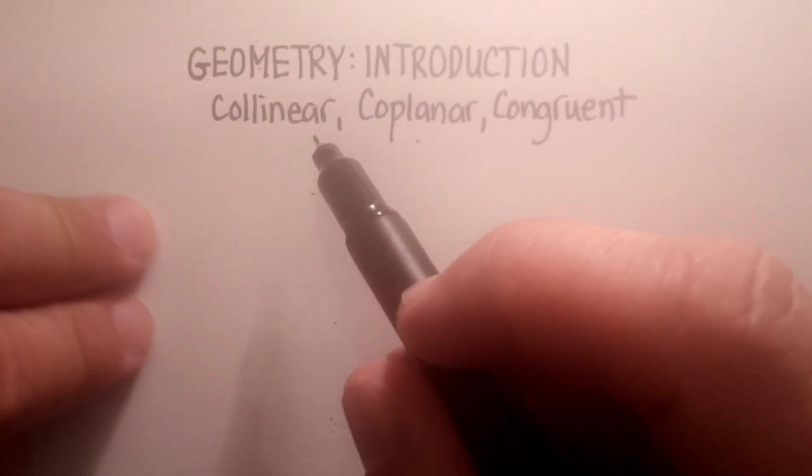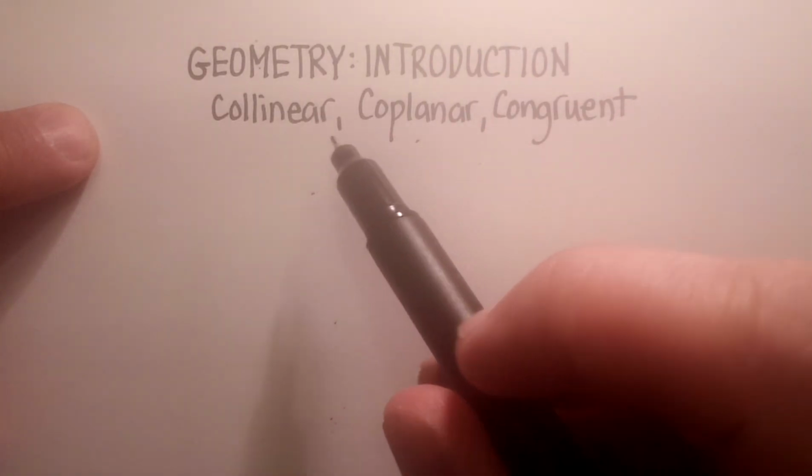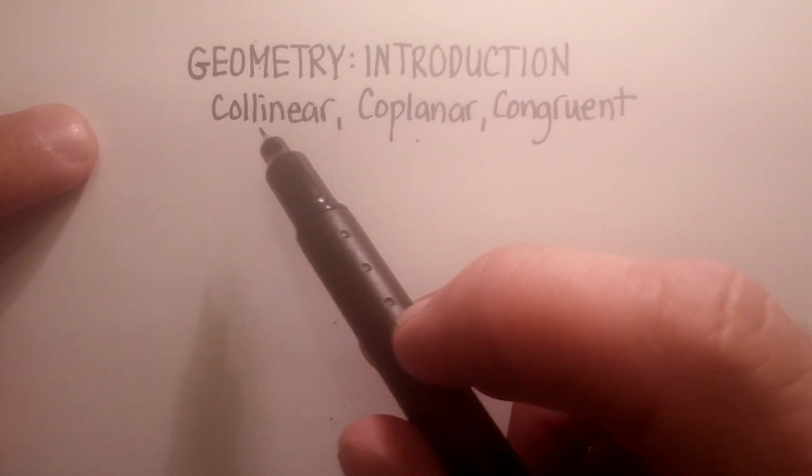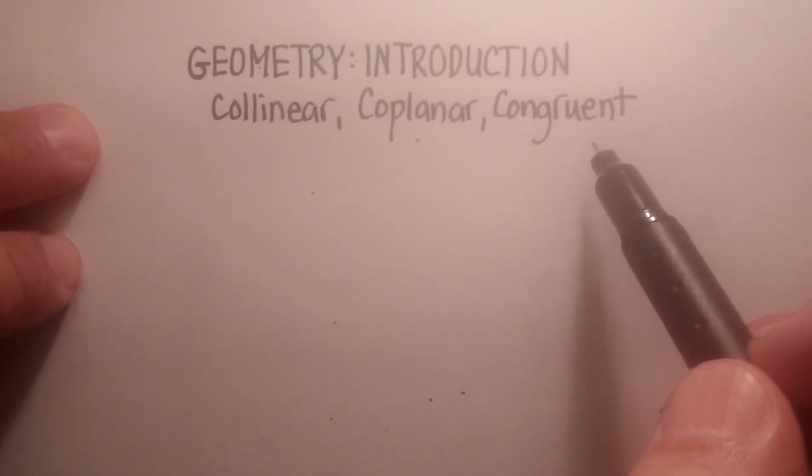Okay, in this video, we're going to talk about three more introductory words or definitions in geometry, and those three words are collinear, coplanar, and congruent. Let's get right into it, okay?